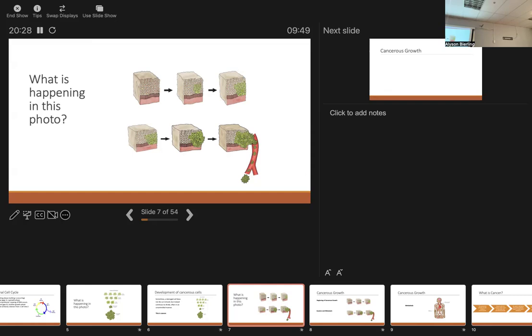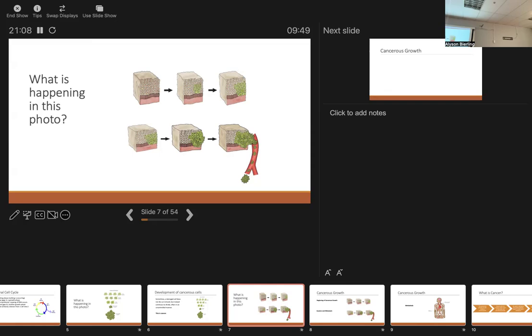And in the third and fourth photo, we can see those abnormal damaged cells continue to grow and divide. Initially, they're just in the epidermis, but then they invade the basal layer. They continue to grow and divide, and then they reach the bloodstream. What do we think happens when they reach the bloodstream? They can spread and move to other parts of the body. So what's happening in the sixth image is what we call metastasis.